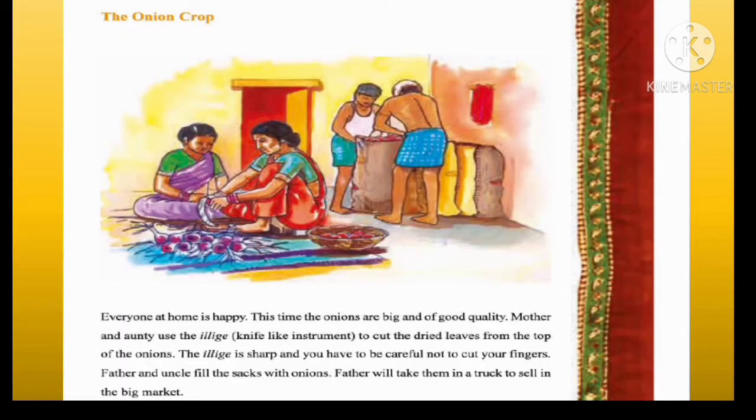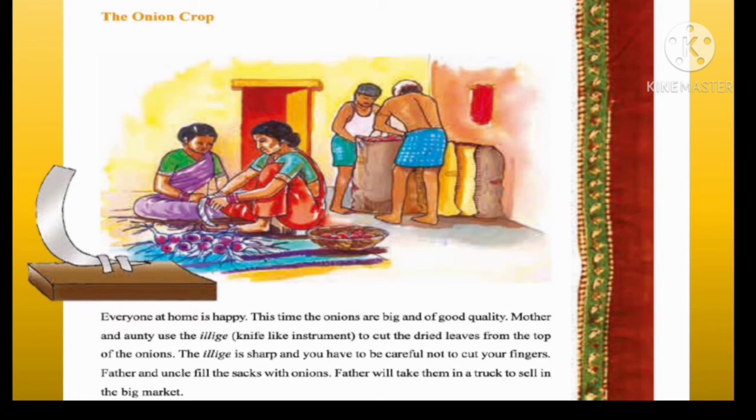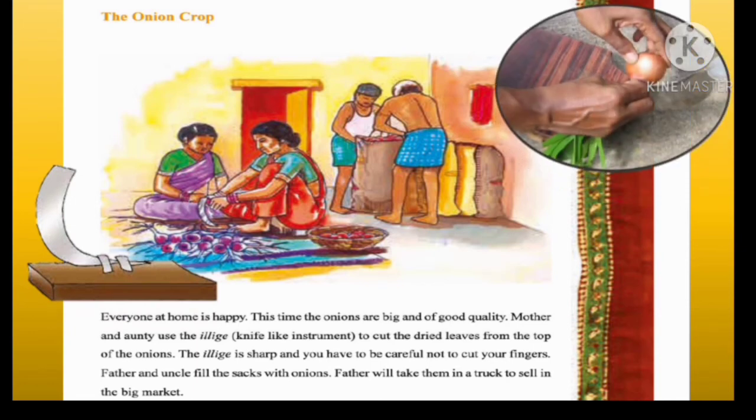Now the onion crop, it is already harvested. It is at home now. Everyone at home is very happy. You can see the onion, a very good crop is there. This time the onions are big and of good quality. Mother and auntie used the aleg, a knife-like instrument, to cut the dry leaves from the top of the onion. You can see how from the instrument or from the tool the onion is being cut.